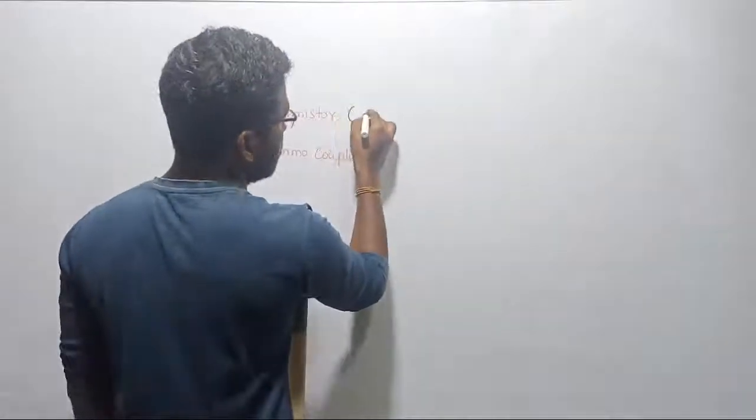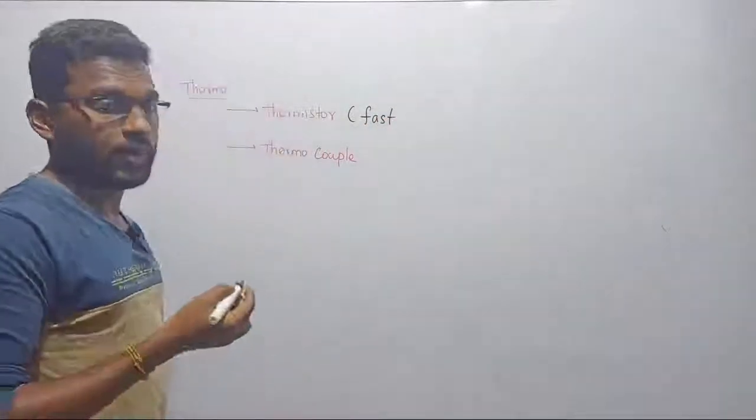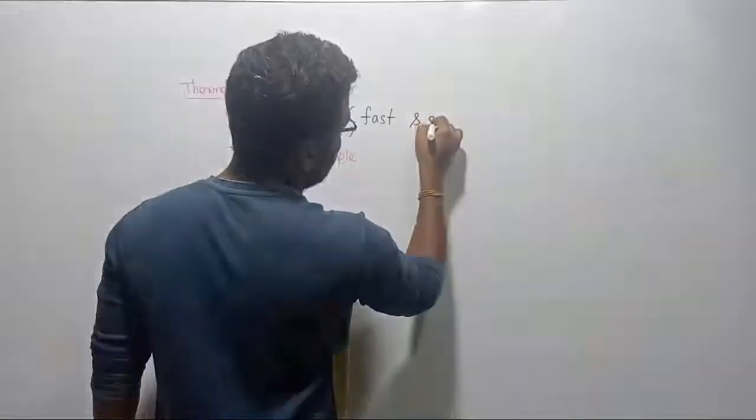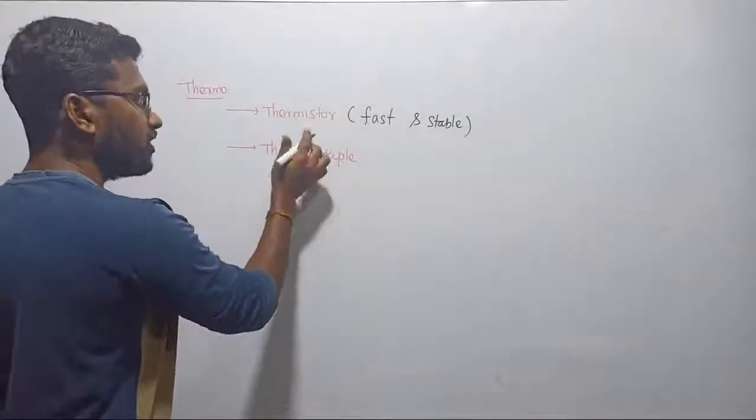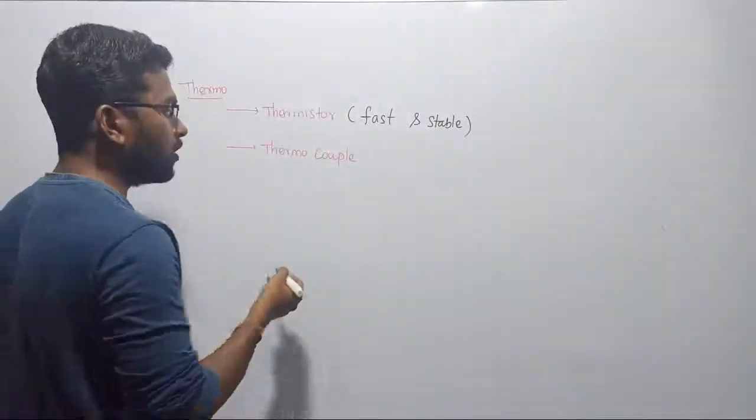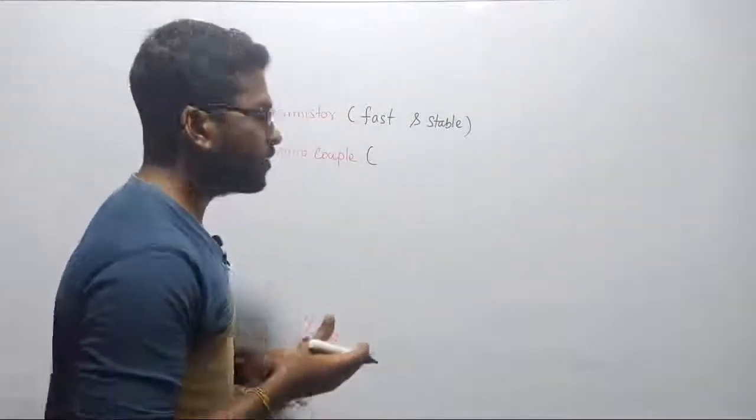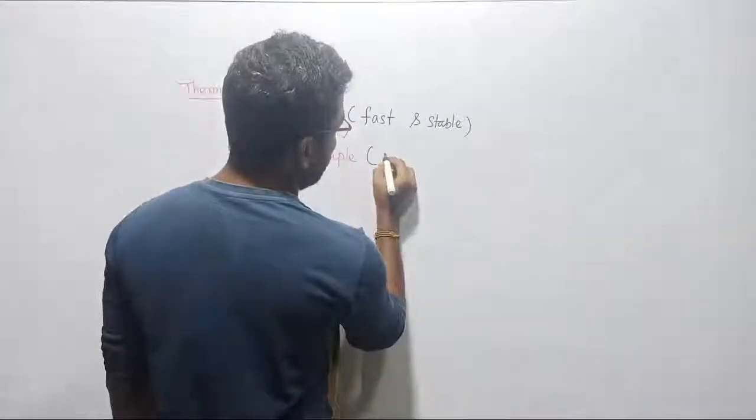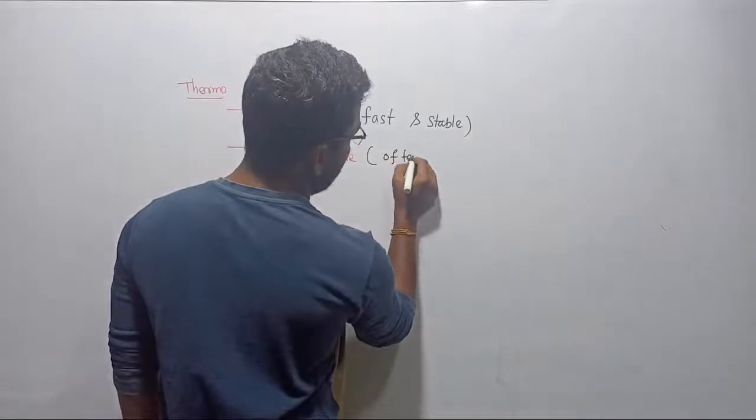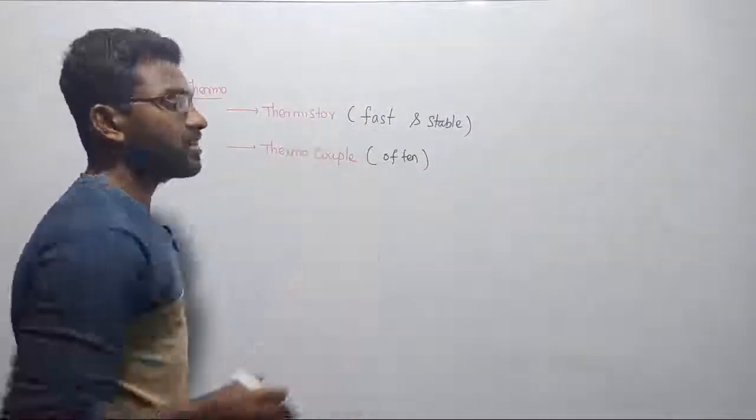See, the thermistor is fast, right? It works at a very high speed, so we can call it fast and stable. When compared with the thermocouple, the thermistor is fast and stable, but the often used device is the thermocouple because of convenience. Practically, the device that is most comfortable for us is the thermocouple, right? So it is the often used device, though the thermistor is very fast and stable.